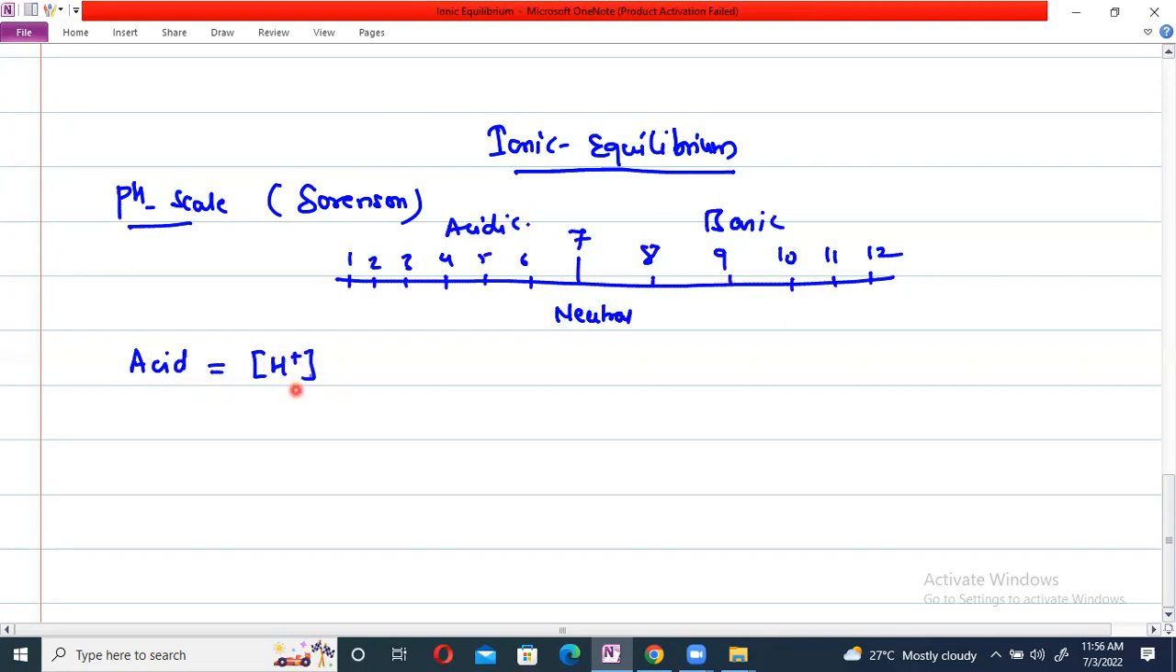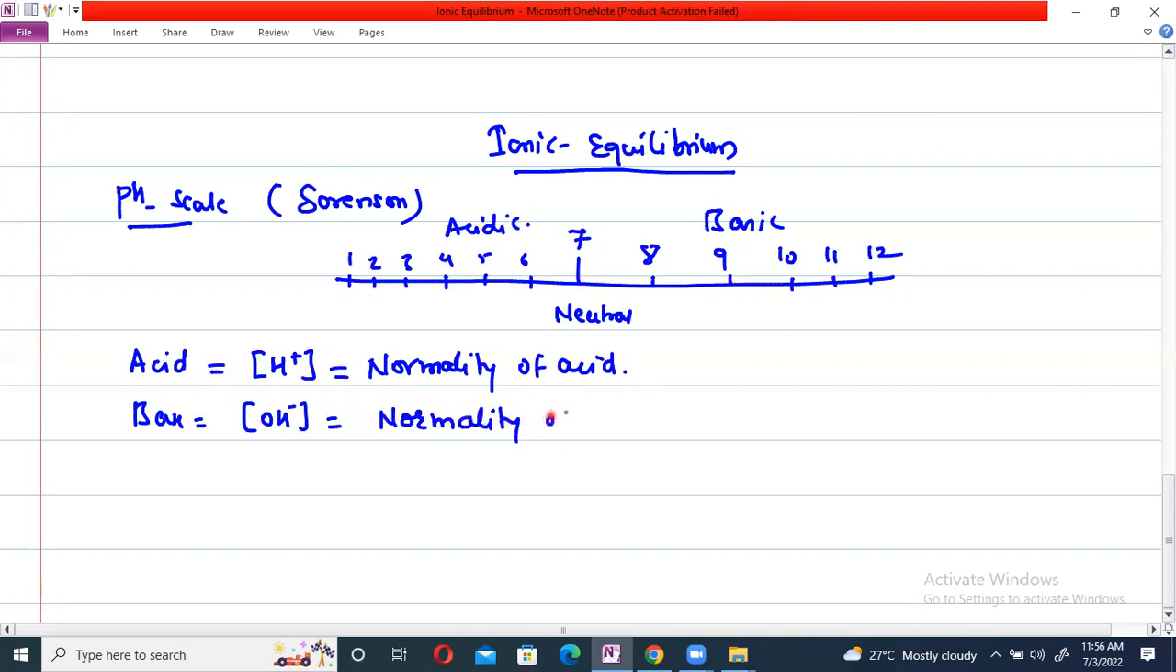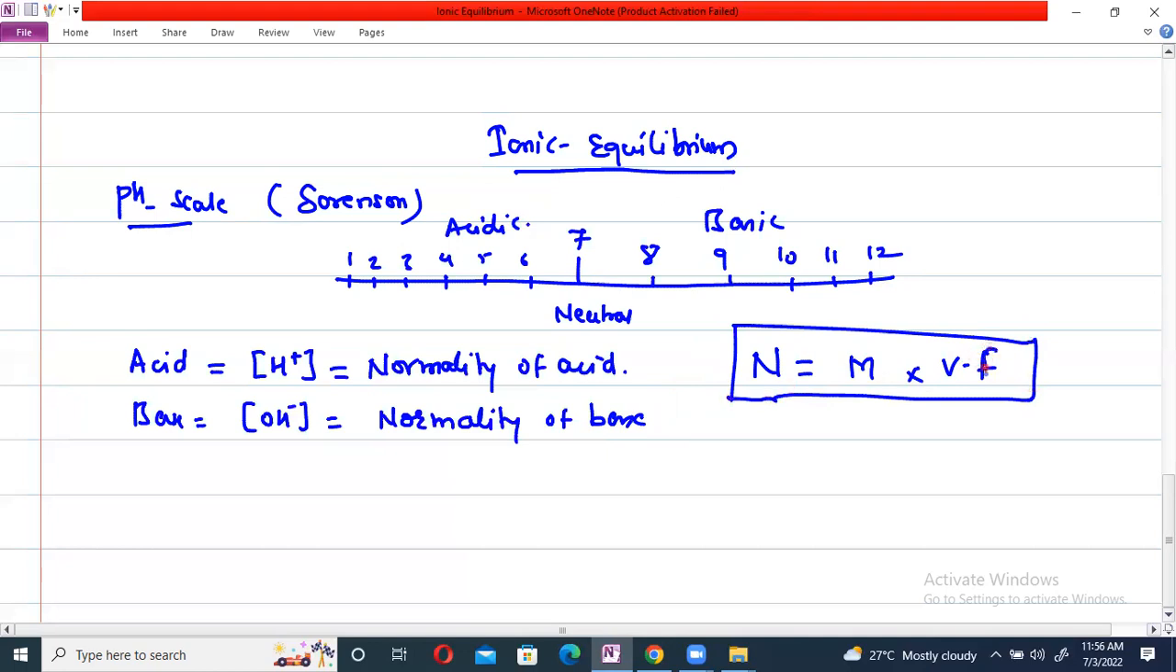For acid, we get the square bracket H plus, which is called the concentration of H plus. Indirectly, it is the normality of acid. And for base, we get the square bracket of OH minus ion, which is called the normality of base. There is a relation between normality and molarity: normality equals molarity into valency factor. Valency factor means the number of replaceable H plus ions for the acid, OH minus ions for the base, or the total number of positive or negative charge on the salt.